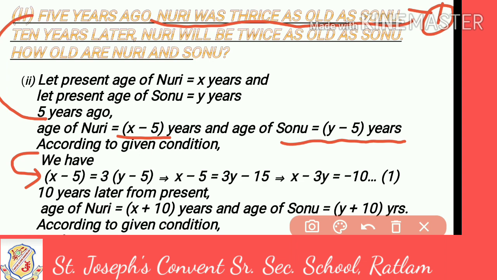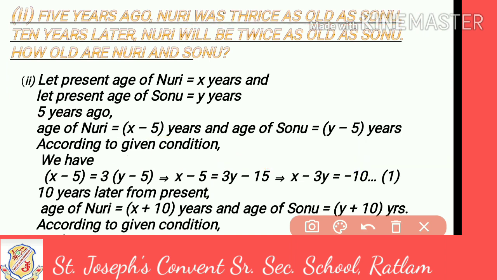So after solving, what you are going to get, x minus 5 is equal to 3 into y minus 3 into 5, that is equal to 15. So x minus 5 is equal to 3y minus 15. This implies that x minus 3y is equal to minus 10. How? 3y shifted this side becomes minus 3y, and minus 5 shifted to the other side becomes plus 5. And minus 15 plus 5 gives you minus 10. So after solving, we have got the first equation from the first part.